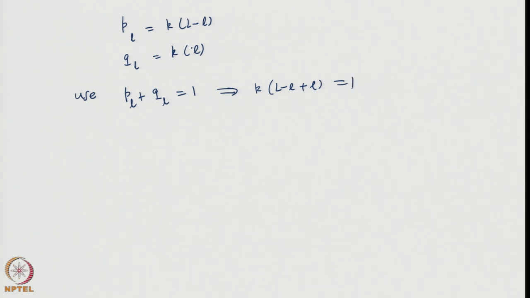So we have now two relationships, P_l equal to k into L minus l, Q_l equal to k into l, and we use the constraint equation P_l plus Q_l equal to 1. Every step, one flea has to go either from A to B or the other way. So, which basically means that k into L minus l plus l should be 1, which implies k equal to 1 by L. Hence, we can summarize P_l equal to L minus l by L and Q_l equal to l by L are the upward and downward transition probabilities.